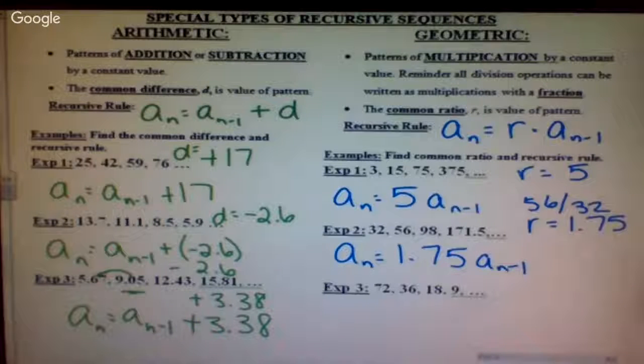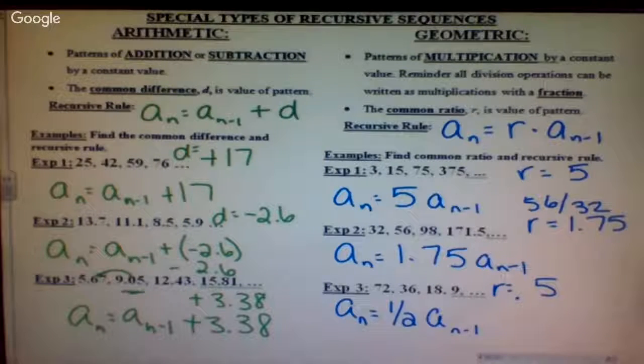Okay, example number 3. What do we get? 0.5. So A sub n equals 0.5 times A sub n minus 1. I'm thinking I'm doing arithmetic here. What's another way to write 0.5? Half, 1/2. So you can also write it as 1/2 times A sub n minus 1. Either way works. Questions, issues, problems?